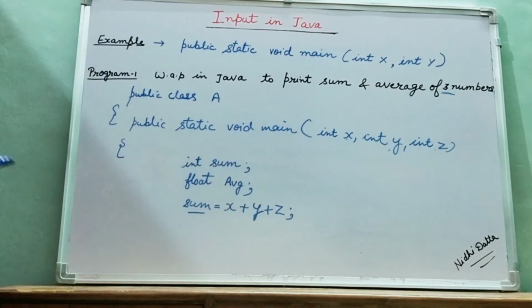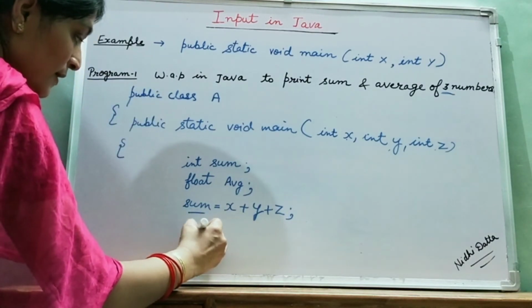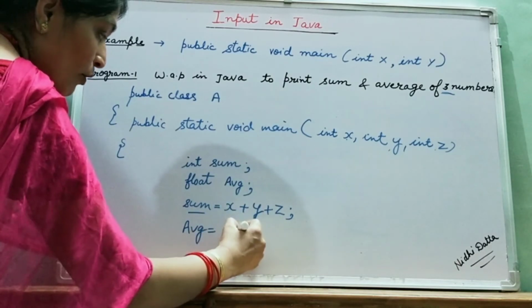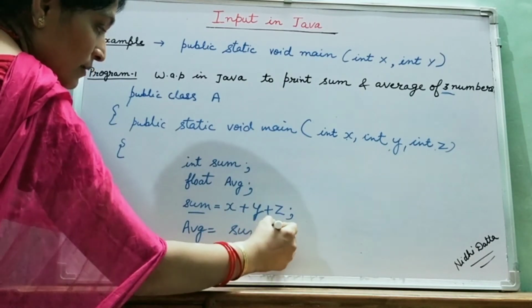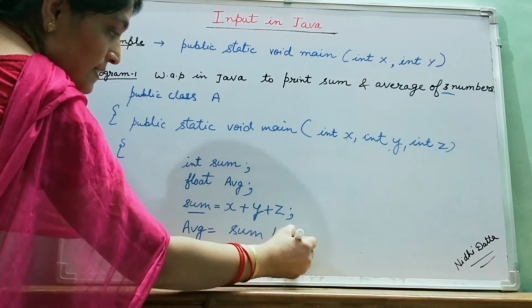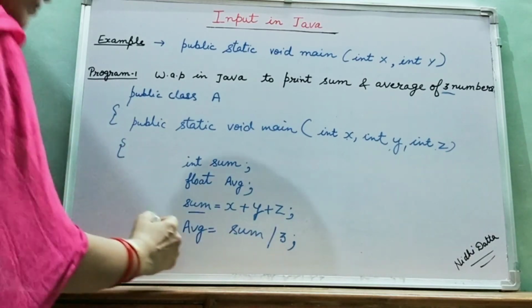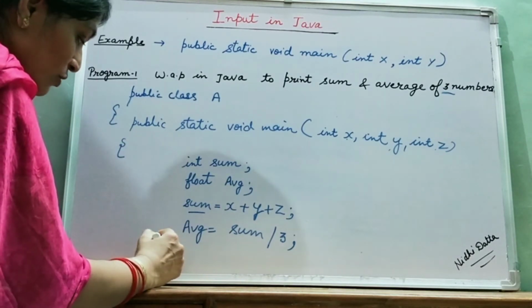How can we get the average? We are doing the sum of three numbers here, then average is equal to sum divided by 3, then semicolon. And how can we get the output? Everyone knows, done in my previous video.